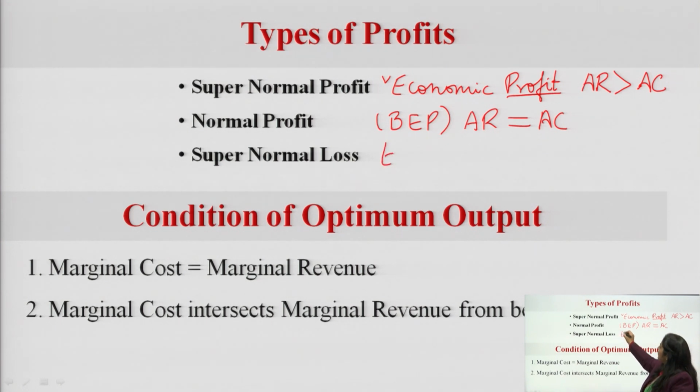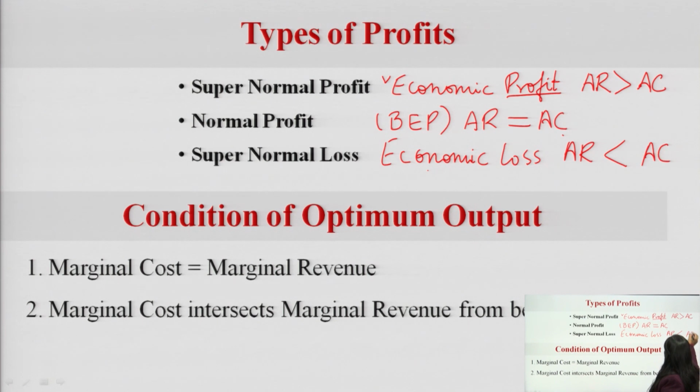Supernormal loss is called economic loss. So, what is economic loss? It is the condition where average revenue is less than average cost. So, it is clearly visible that the per unit revenue is less than the per unit cost, that is why there is a loss. In actual sense there is a loss because revenues are lesser than the cost, and it is called economic loss.